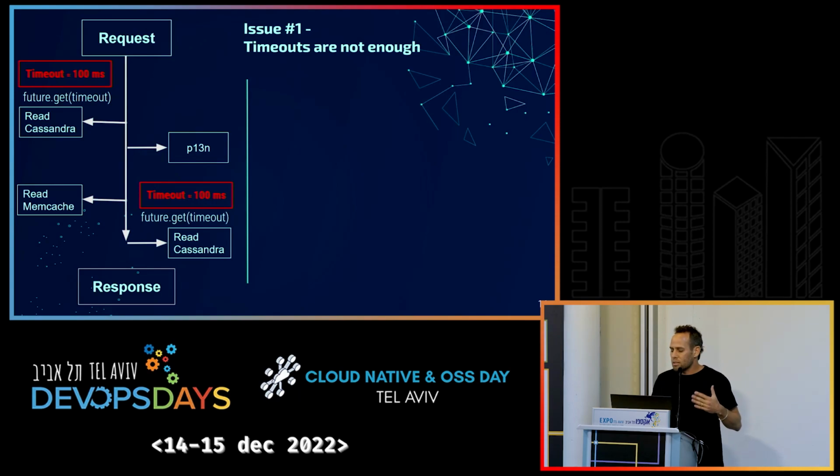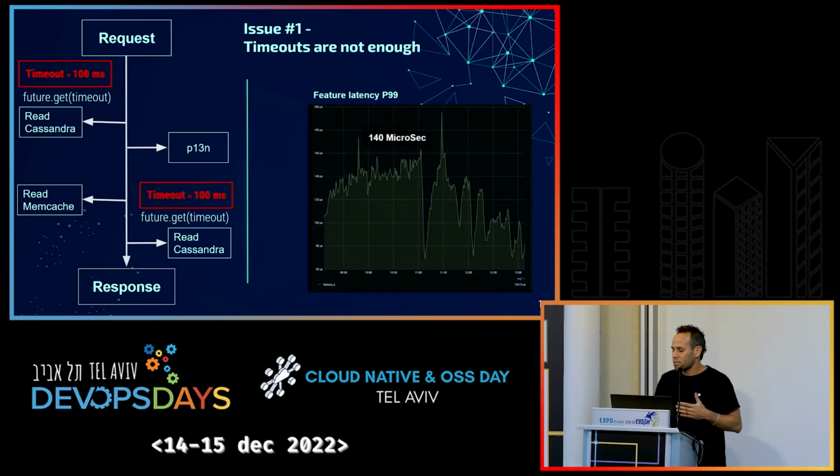Continuing the handling of the request, there's another read from Cassandra. Again, we read with the same timeout, because this is the timeout that there is in the code. But we already saw in the last slide that there is an SLA breach if there's a timeout in Cassandra. So when looking at the read time from Cassandra, we can see that we read from Cassandra really, really fast, 140 microseconds.